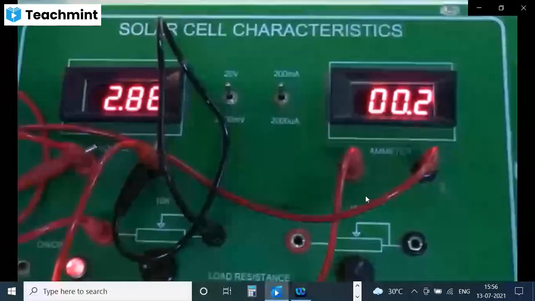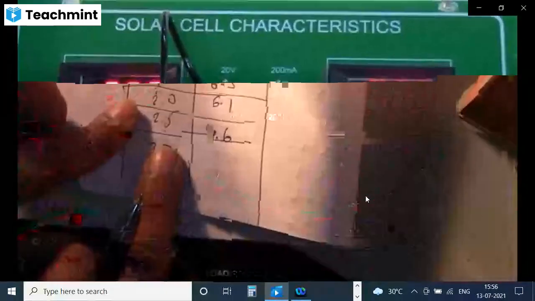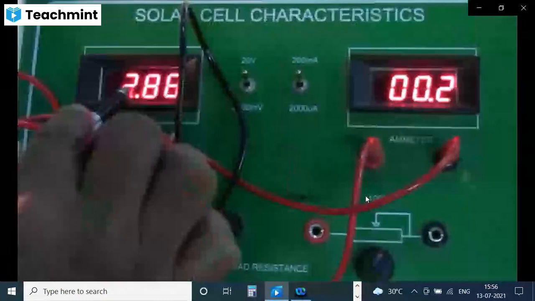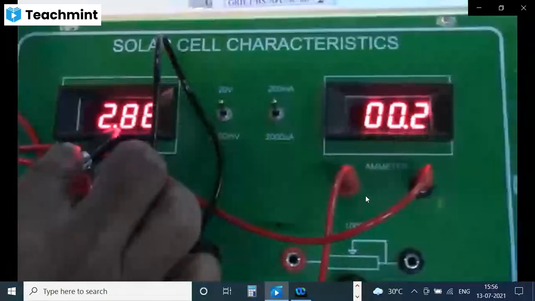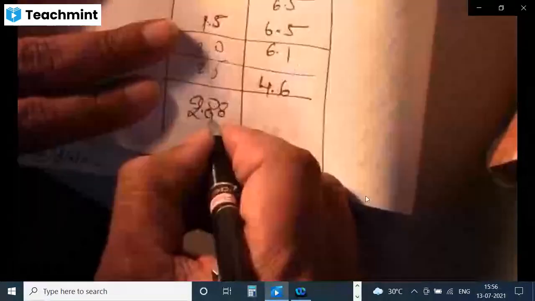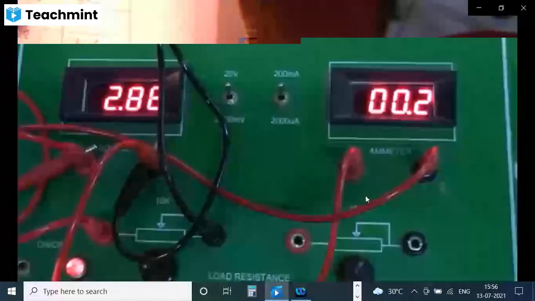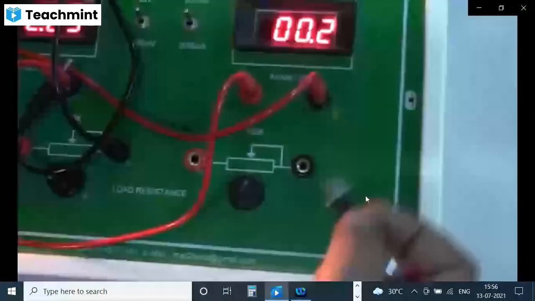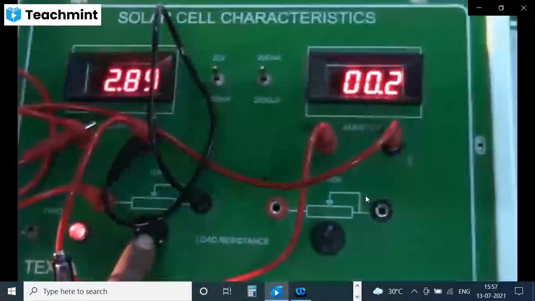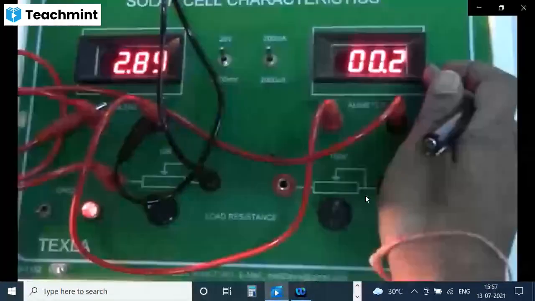Yes, students, this is the maximum resistance I can offer, but still I am unable to get 3 volts. So the last reading is 2.88 volts. Note down that voltage. So the final value of voltage is 2.88 volts. At this particular situation, what is the current? 0.2 milliamperes. So students, even though I offered 10 kilo ohm resistance to the circuit, the current is not 0. So how to get 0 current? Offer more amount of resistance.